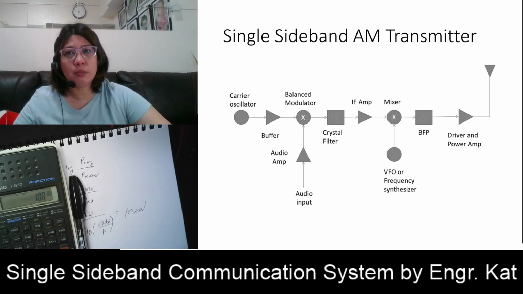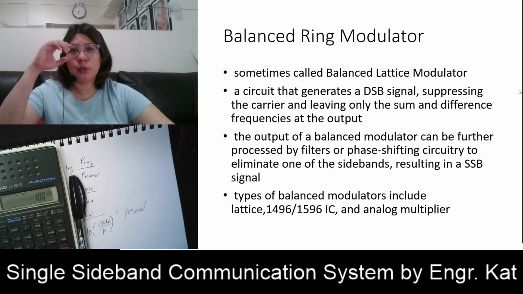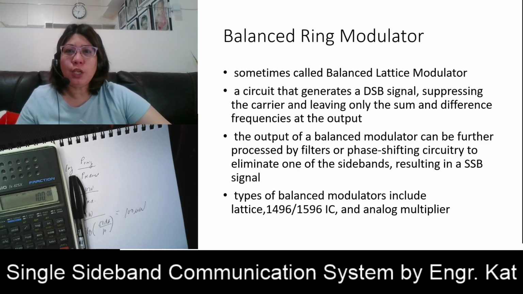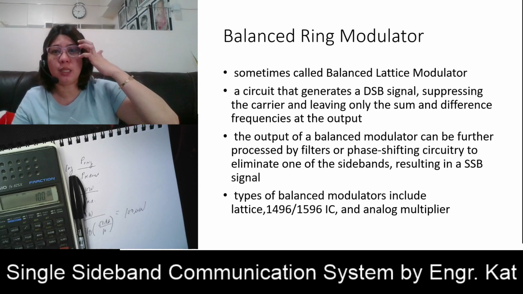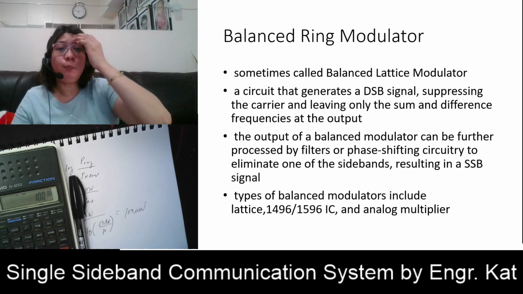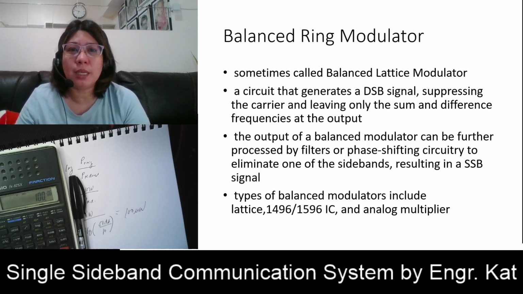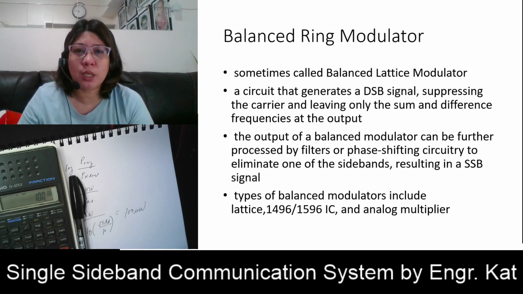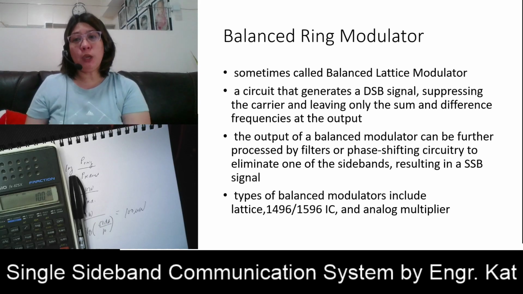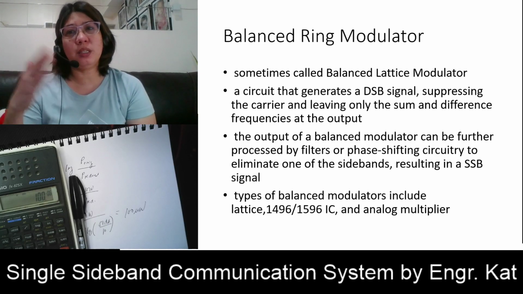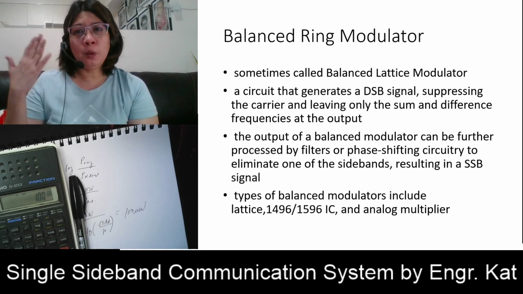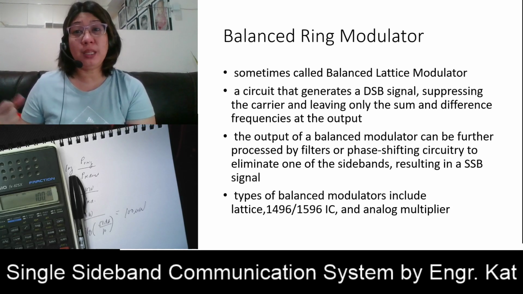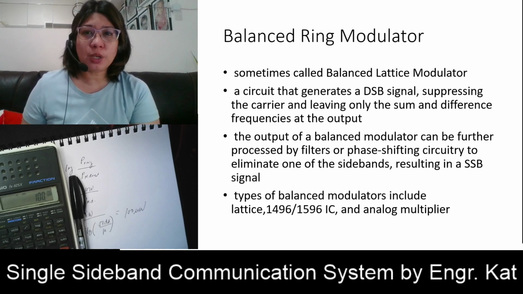So it is sometimes called balanced lattice modulator. Okay, so this is a circuit that generates a double sideband signal, suppressing the carrier and leaving only the sum and difference frequencies at the output. Okay, so the output of a balanced modulator can be further processed by filters or phase shifting circuitry to eliminate one of the sidebands. So if we make use of a balanced modulator, we are just eliminating only the carrier.